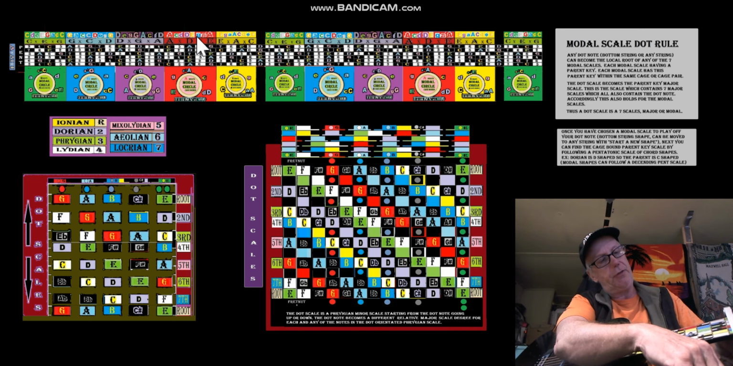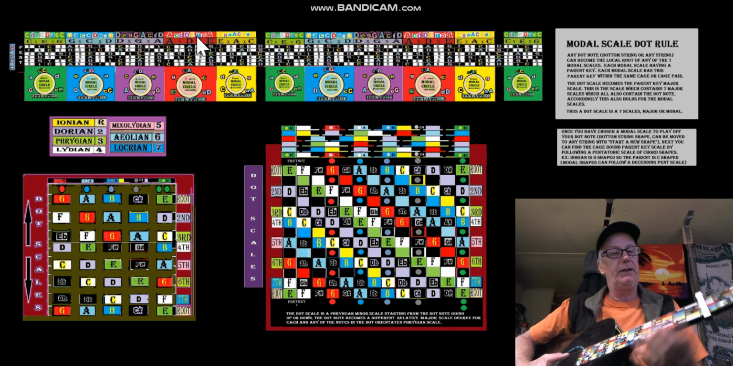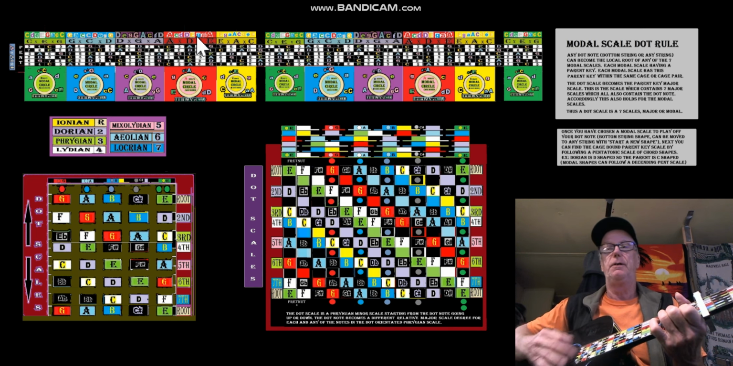So anywhere you start a dot that's the third of a major scale, it's the same as starting a C-shaped cage there.